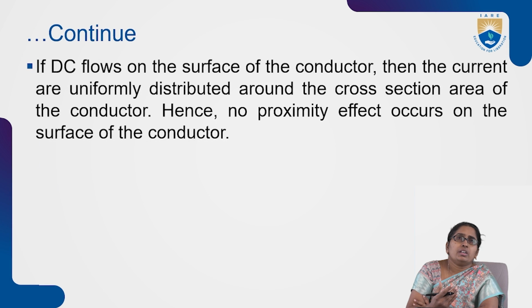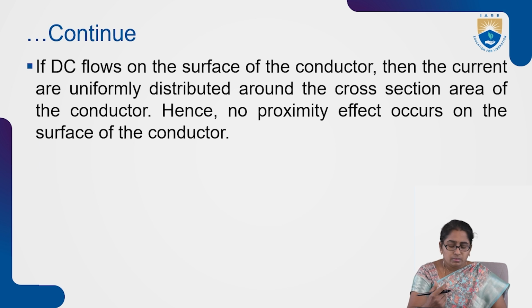Continuing, if DC flows on the surface of the conductor, then the currents are uniformly distributed around the cross-sectional area of the conductor. Hence, no proximity effect occurs on the surface of the conductor. So the point is that with DC current, there is no proximity effect.